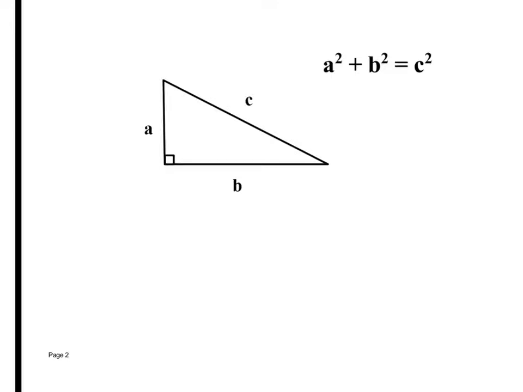A and b, it doesn't really matter. This could be b and this could be a. The legs are interchangeable. The only thing that's not is c. C is the longest side. It has to be by itself. You have to add these, and this has to be by itself. Any questions about Pythagorean Theorem?